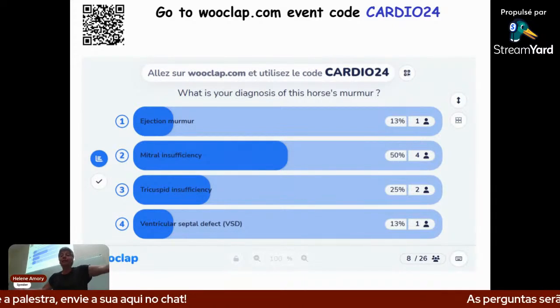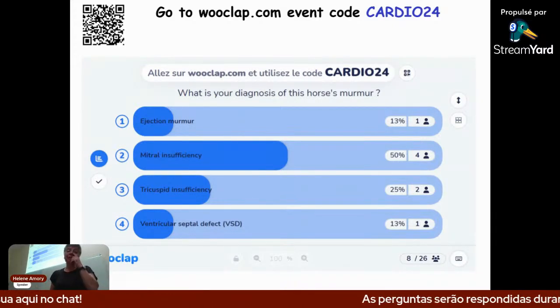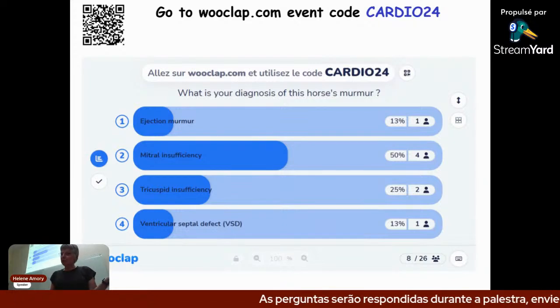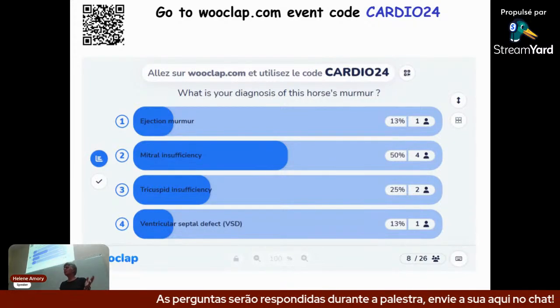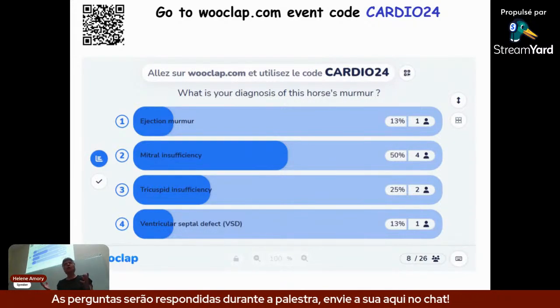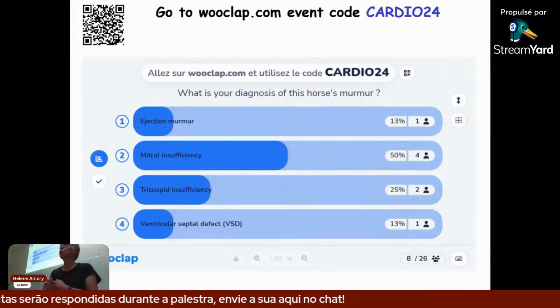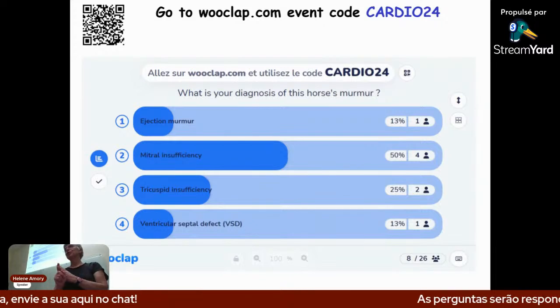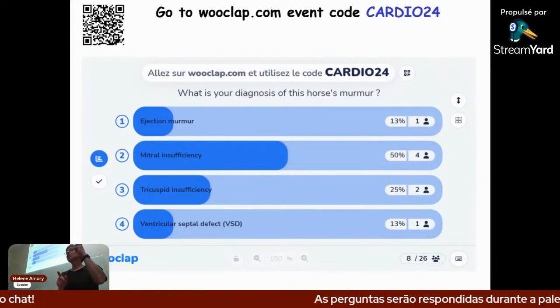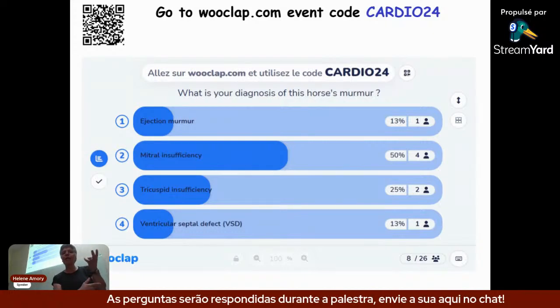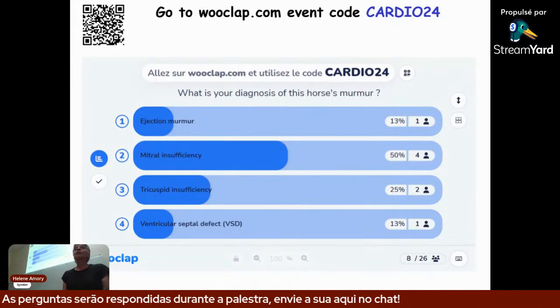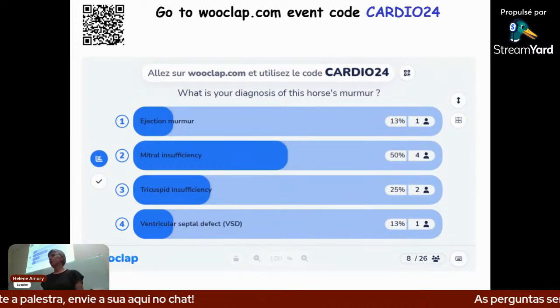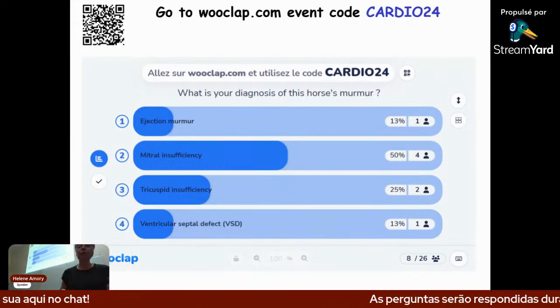Difficult to say. I have a predominance on mitral insufficiency and ejection murmur. Well, ejection murmur, I wouldn't select it because just the grade is important. Grade 6 out of 6, and it's holosystolic. These are 2 criteria to decide that it cannot be a physiological murmur. Okay, this I would exclude. Tricuspid insufficiency, the point of maximal intensity should be on the right and not on the left.